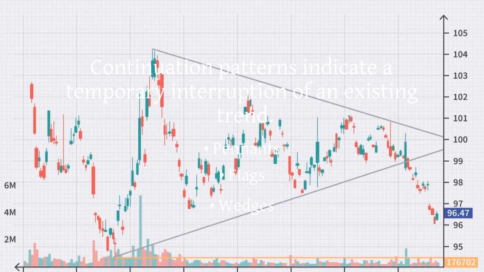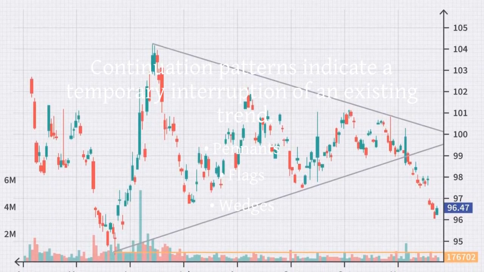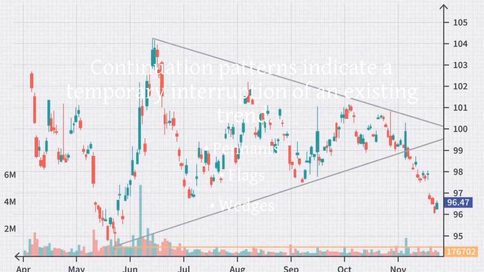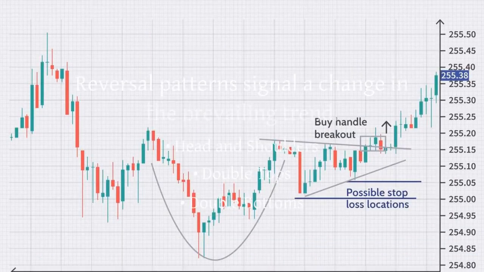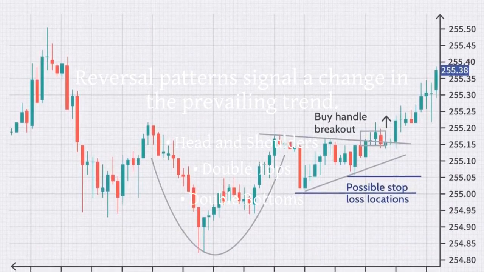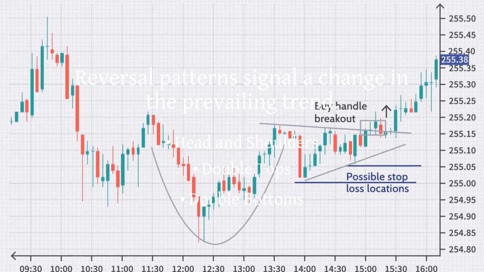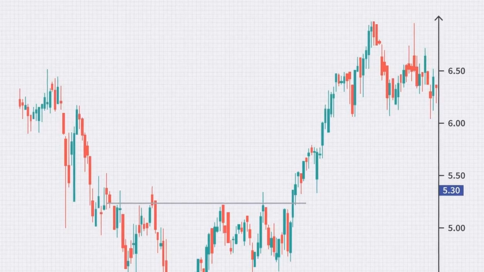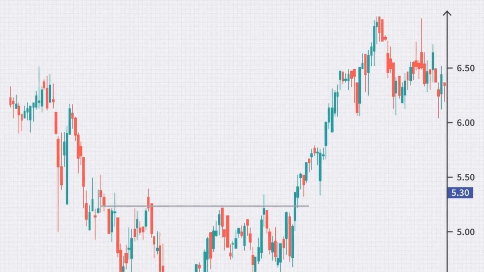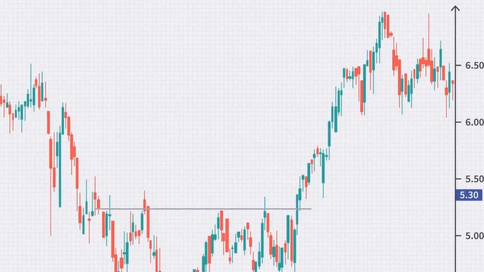Continuation patterns, such as pennants, flags, and wedges, indicate a temporary interruption of an existing trend. On the other hand, reversal patterns like head and shoulders, double tops, and double bottoms signal a change in the prevailing trend. Each pattern has specific characteristics and implications for market direction.